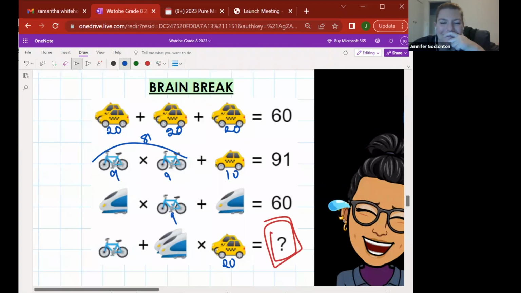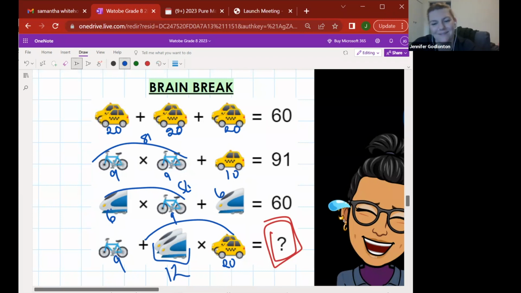So then the trains, what did I say? I don't remember how I got 6, but I just said 6 times 9, plus 6, which gave me 60. 54 plus 6 gives me 60. Beautiful. And so now we know that this is 9, and we know that these are 12. And then I said 9 plus 12 times 20, which gave me 249. Excellent. Well done. Nice job.